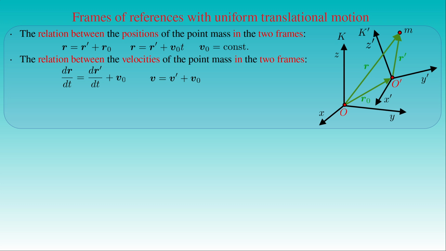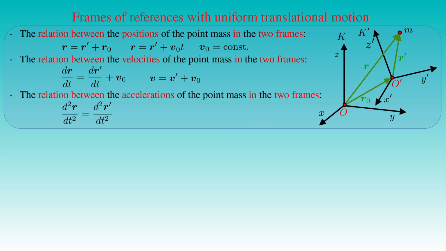Differentiating once more yields the corresponding relation for the accelerations. Since the translational velocity v0 is constant, its time derivative vanishes, and therefore the second-order derivative of the position vector r of the point mass with respect to the time t is equal to the second-order derivative of the position vector r', or the acceleration a of the point mass in K is equal to its acceleration a' in K'. The acceleration of the point mass is therefore identical in both coordinate systems.